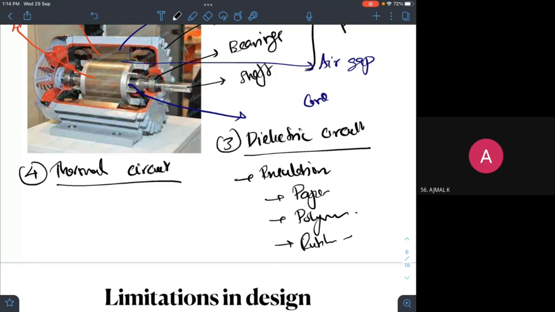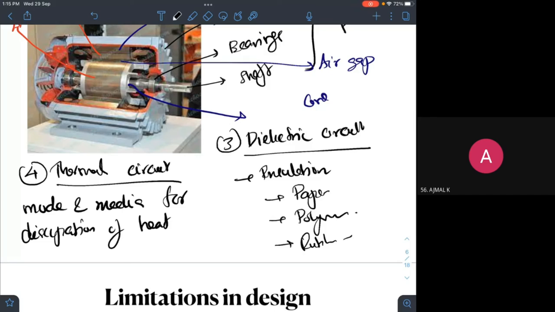This heat can spoil your machine, mainly the insulating parts. So there this thermal circuit will come, and it is the mode and media for dissipation of heat. In a transformer, oil acts as a medium for dissipating the heat from the inside windings to the outside. Even in motors, normally it is air cooled, like the small air cooled induction motors you have seen at home. When you are conducting the loading test on your DC series motor in your lab, you pour water into the machine when it is loaded.